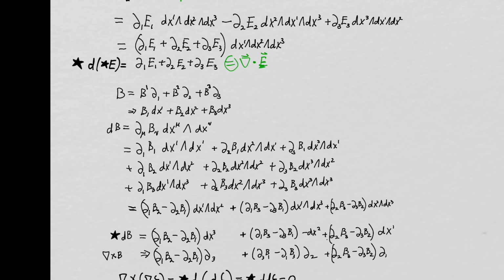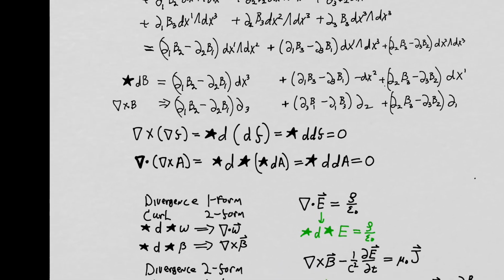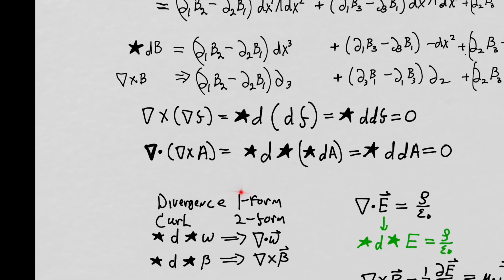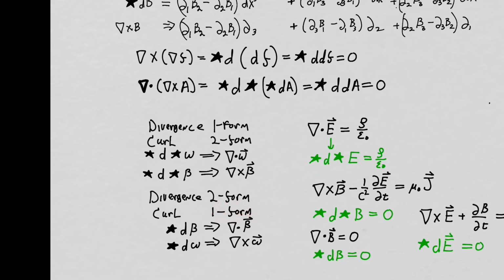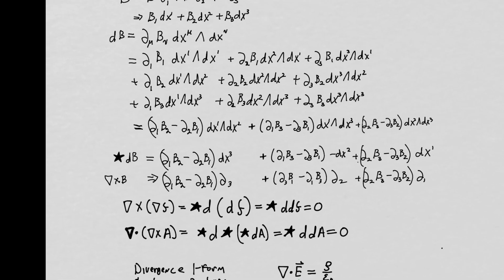We'll discuss that more later, but right now, what we have learned is that we've learned how to calculate the divergence of a one-form, and we've learned how to calculate the curl of a one-form. And now we need to learn how to do the divergence and curl of two-forms.